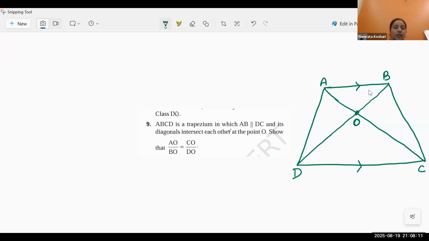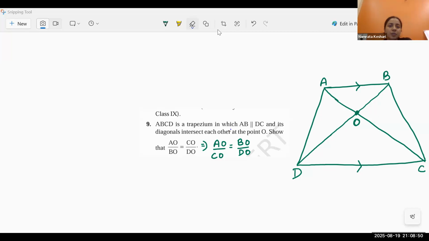Yes, ma'am. If you want, you can customize this one and write it as AO by CO, which we were doing just now. AO by CO is equal to BO by DO. Can we write it this way? Yes, ma'am. So rather than doing the proof for AO, BO, CO, DO as asked, if we do the green one, that means we are done. From here, we can write this one, right? Yes, ma'am.